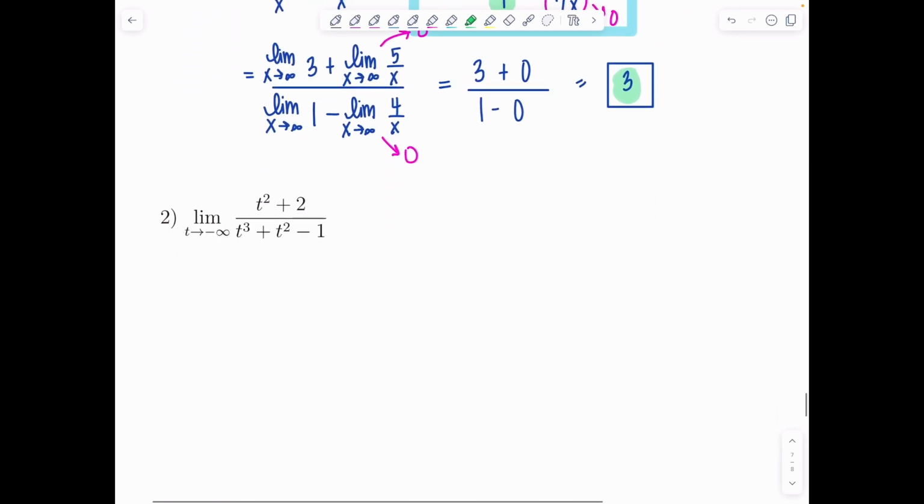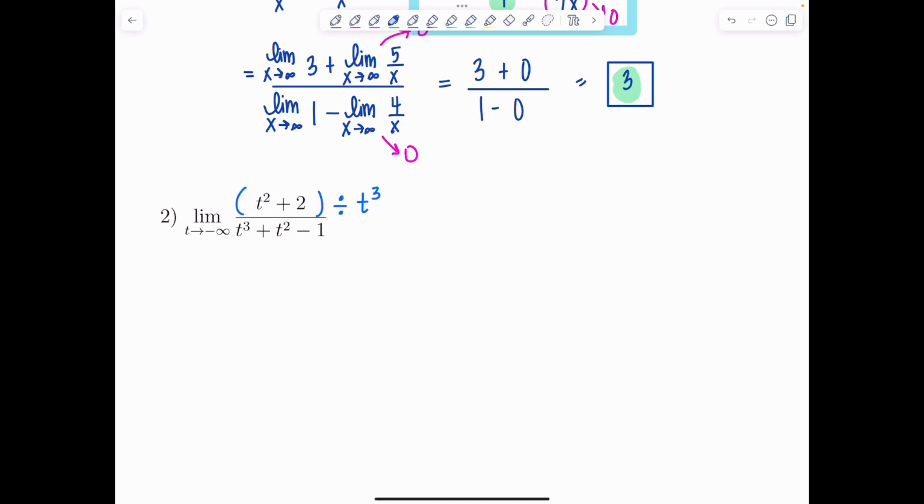Okay, so here, let's try another example. Divide by the highest power of the variable from the denominator. So what am I going to divide by? Yes, t cubed. Divide by t cubed. Good job.